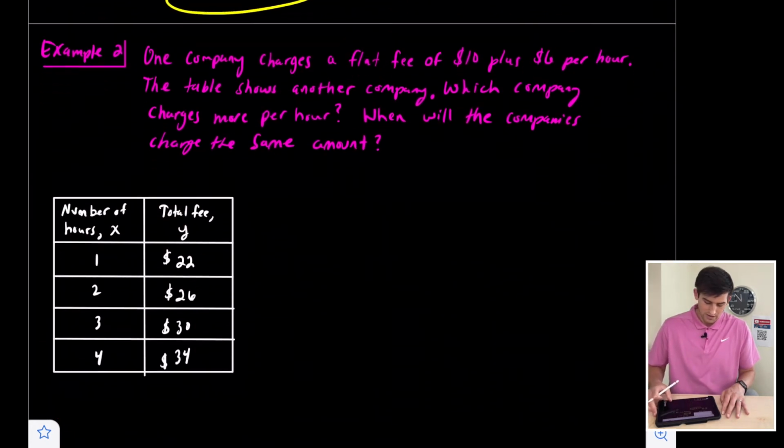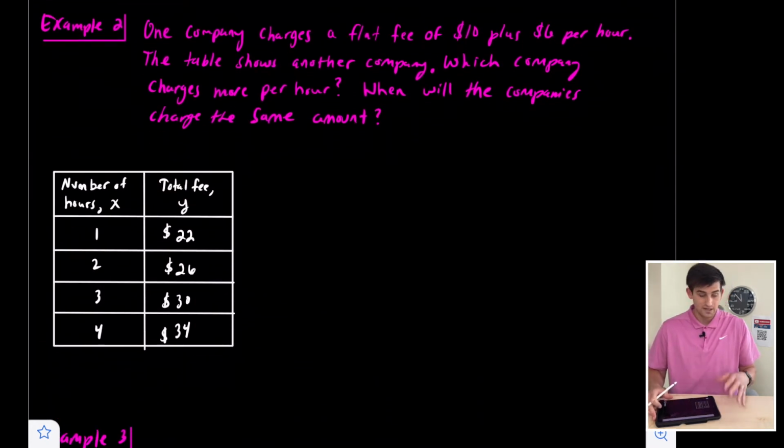Okay, all right, example number 2. Now we have a table, not a graph. And it says one company, we'll call this company A, charges a flat fee of $10 plus $6 per hour. And the table down here shows another company, we'll call this company B. Which company charges more per hour? Question number 1. When will the companies charge the same amount? Question number 2. So this down here is company B.